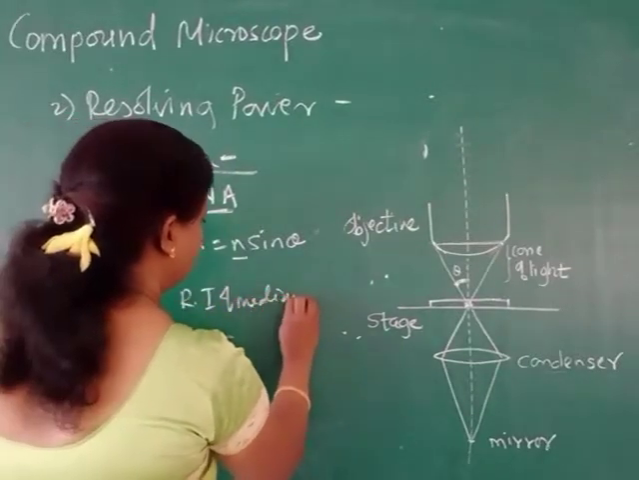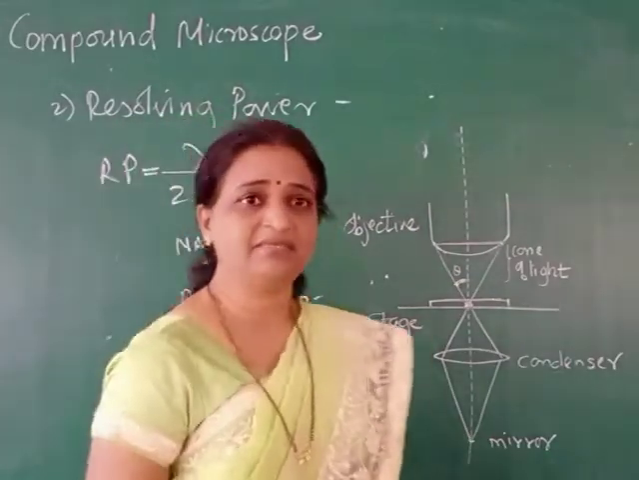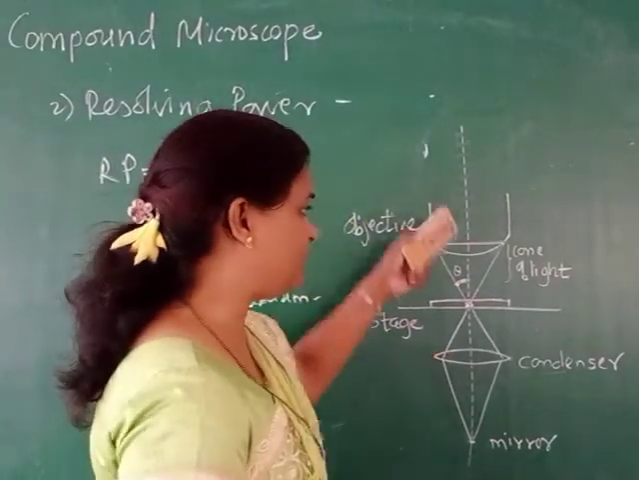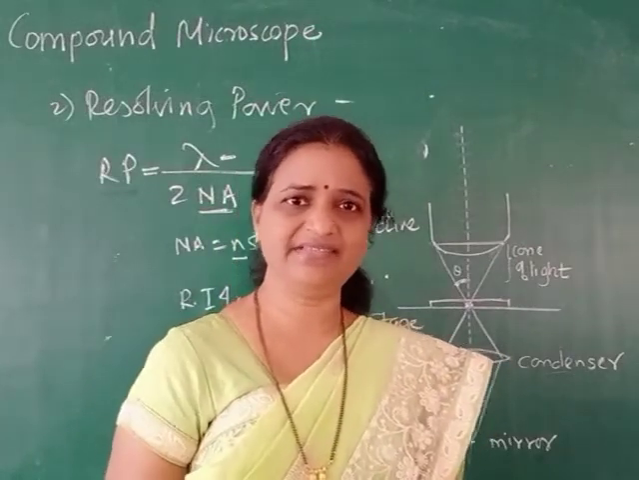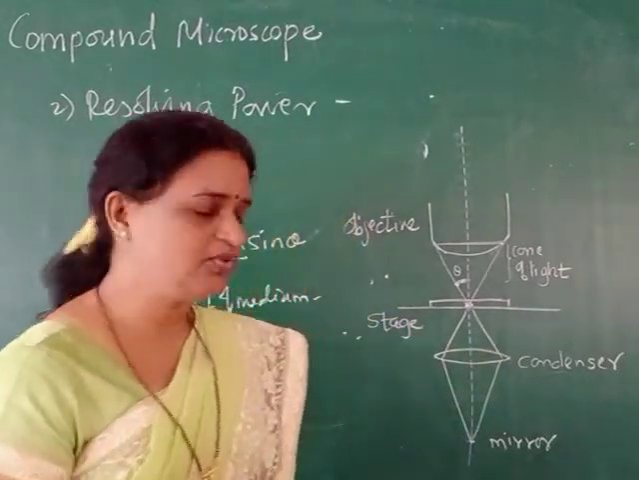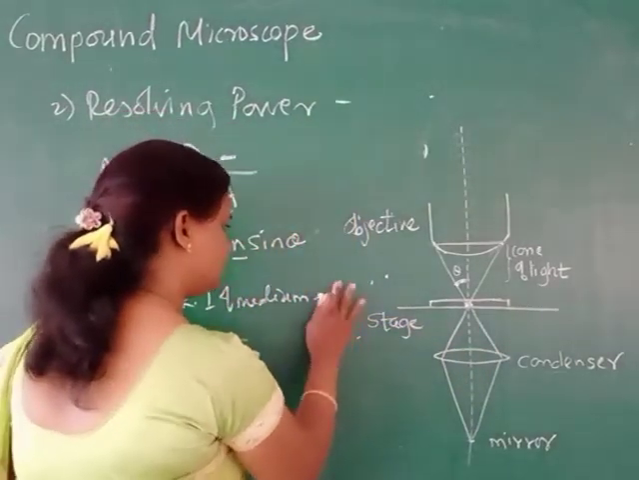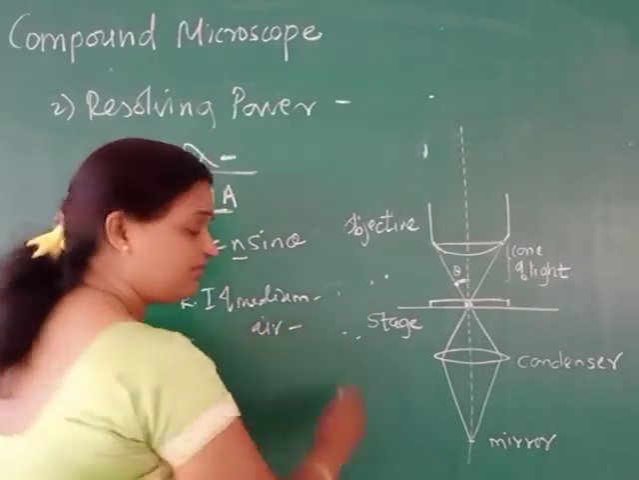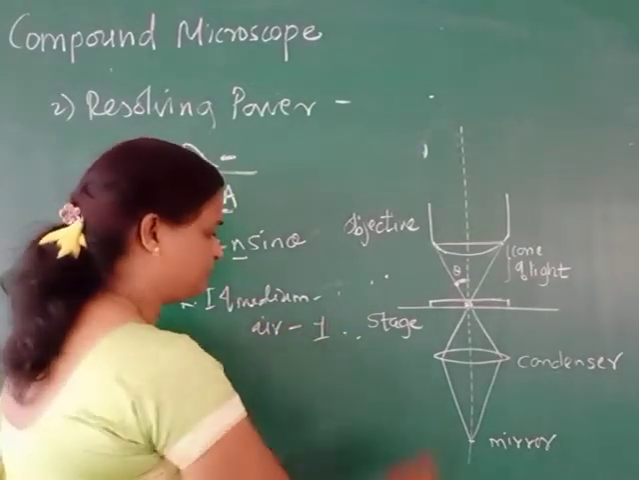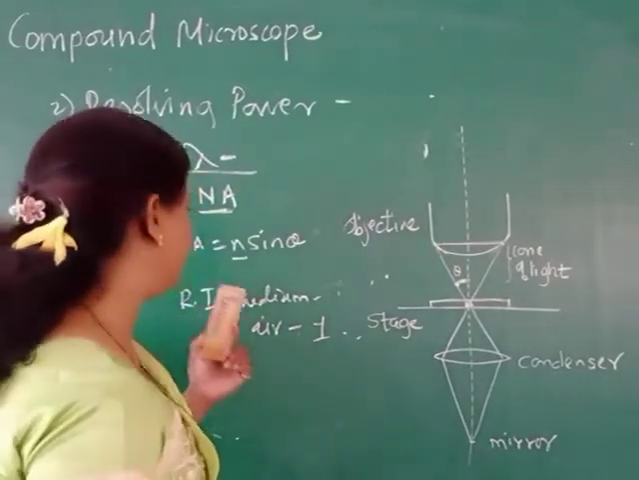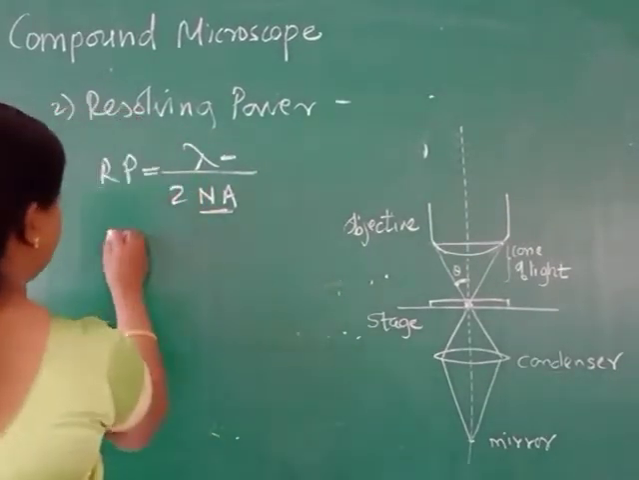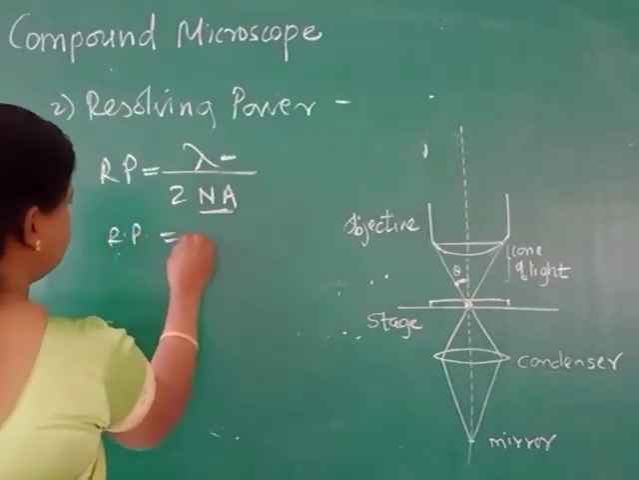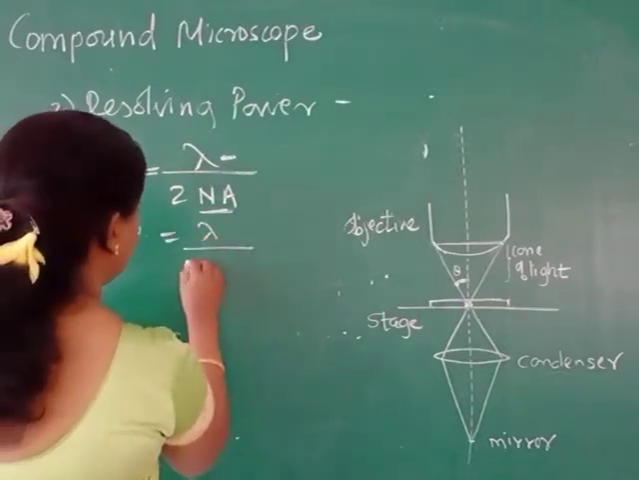Now all of you guess, which is the medium while working with the compound microscope? As we are working in air, air is the medium, and the refractive index of air is always 1. So we cannot change this value of n either. Now let me write it like this: resolving power is equal to lambda divided by n sin theta.